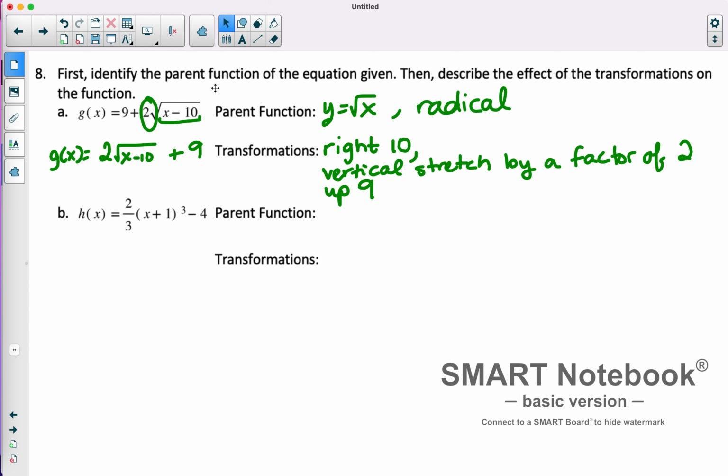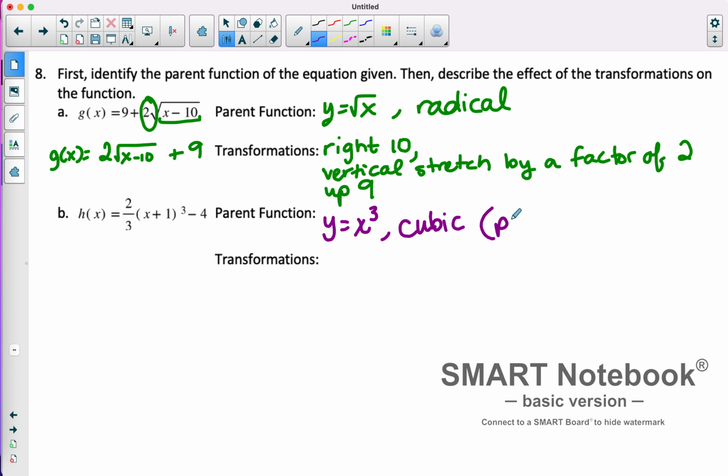Alright, b, we have a cubic function. It's something to the third power, so it's y equals x cubed is our parent function. A cubic was in that polynomial family. The transformations that are happening here, if we list them, go with what is affecting our x's first. We see the x plus 1. That's a left 1.